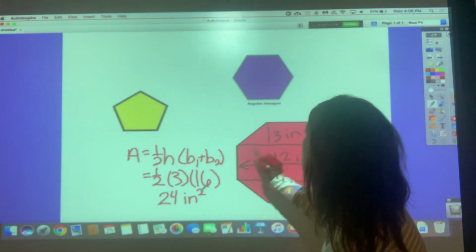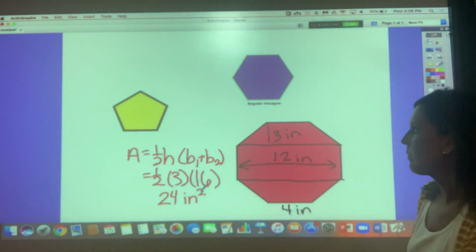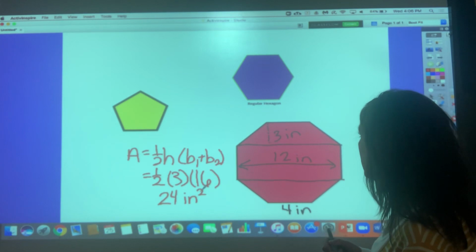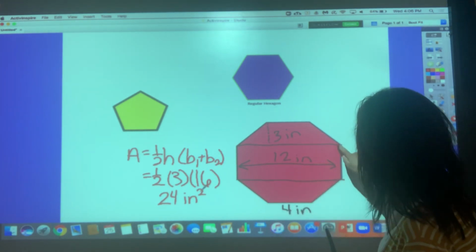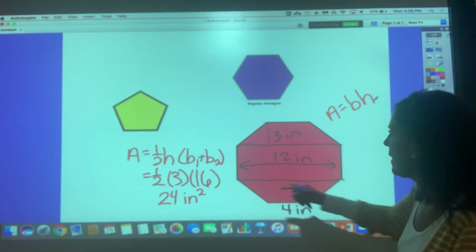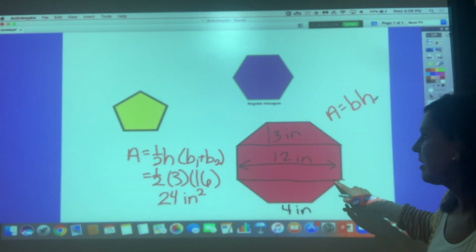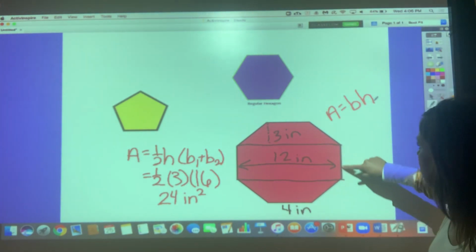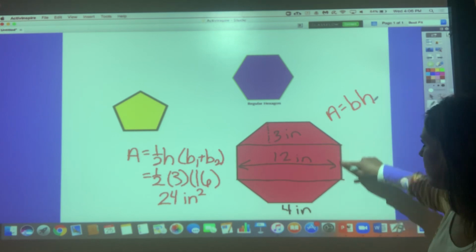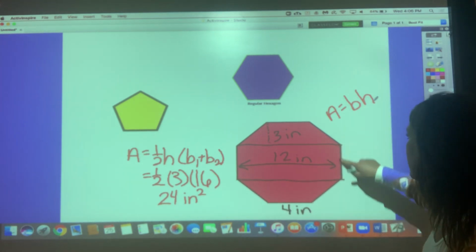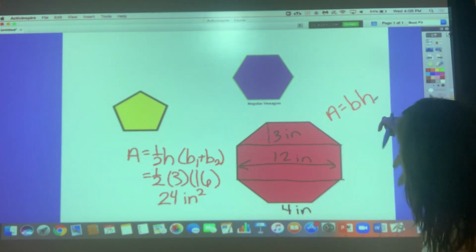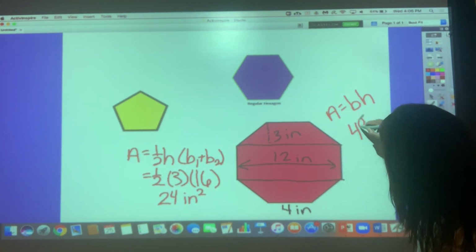Okay, the middle shape is a parallelogram, a rectangle, which is a type of parallelogram, and so we know that formula is area equals base times height. We know that the base is 12, and the height, because all of its sides are 4 inches, is 4. So we just multiply those two things together, base and height, 12 times 4, which is going to be 48.